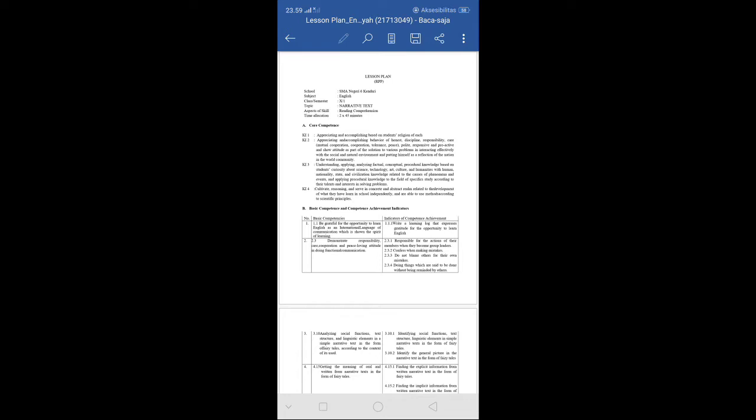Okay, next I want to explain about my lesson plan. In my lesson plan, I will practice in Senior High School 6 Kendari with the subject, of course, English, and class 10 one semester, and the topic is narrative text, aspect of skills reading comprehension, and time allocation 2x45 minutes. In my lesson plan, there are 4 core competences and 4 basic competences and some indicators of competence achievement.